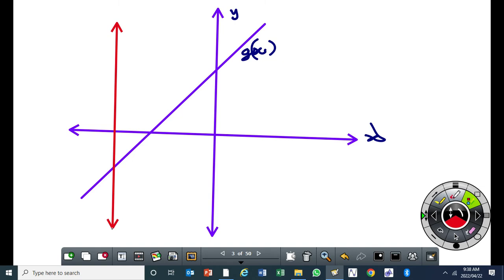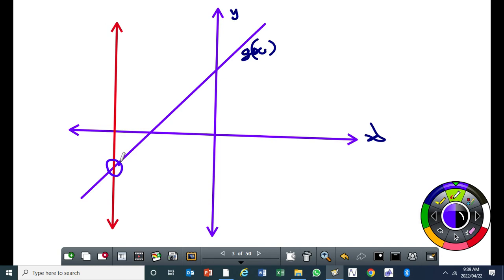I want to use the vertical line test to prove that the linear function is a function. If you look, the vertical line test is all about how many points the vertical line intersects with the graph. I'm sure you can see here that the intersection is only at one point, and that point is there.